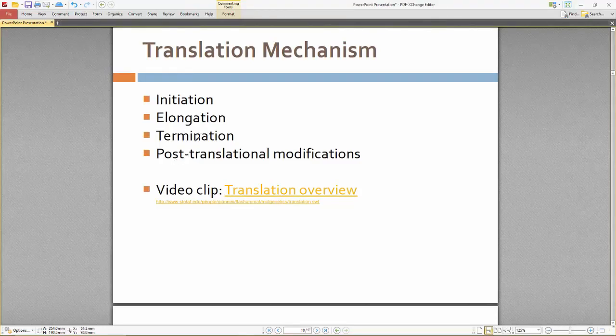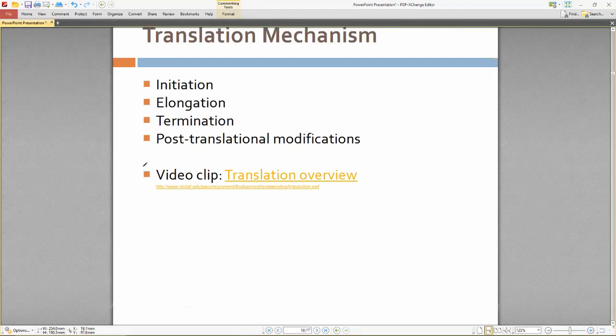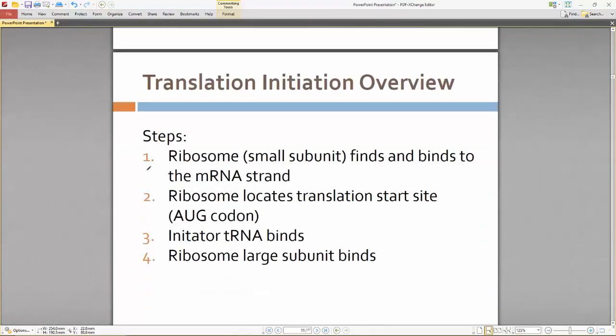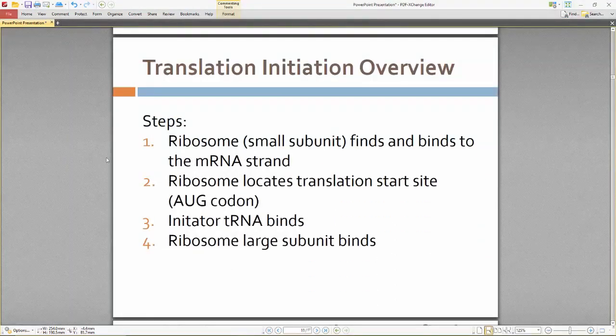Translation, just like transcription and replication, has an initiation, an elongation, and a termination. Let's go through that. There are a couple steps to initiating translation. Does anybody know what a ribosome is?